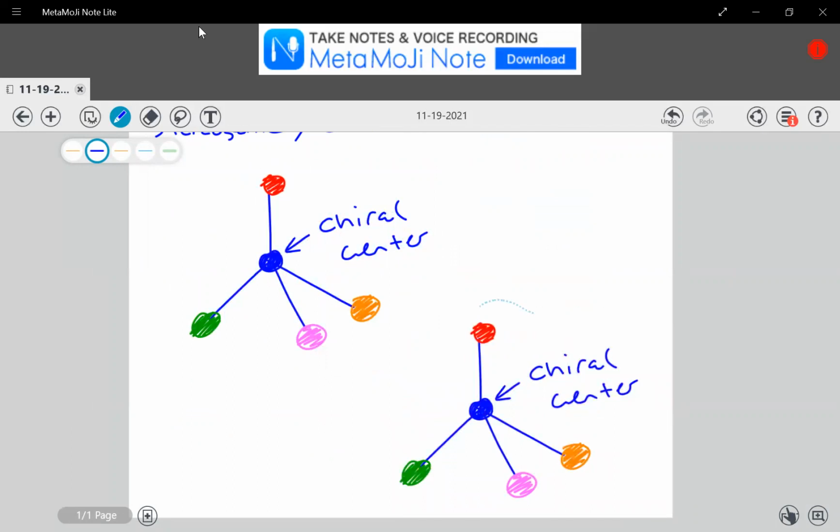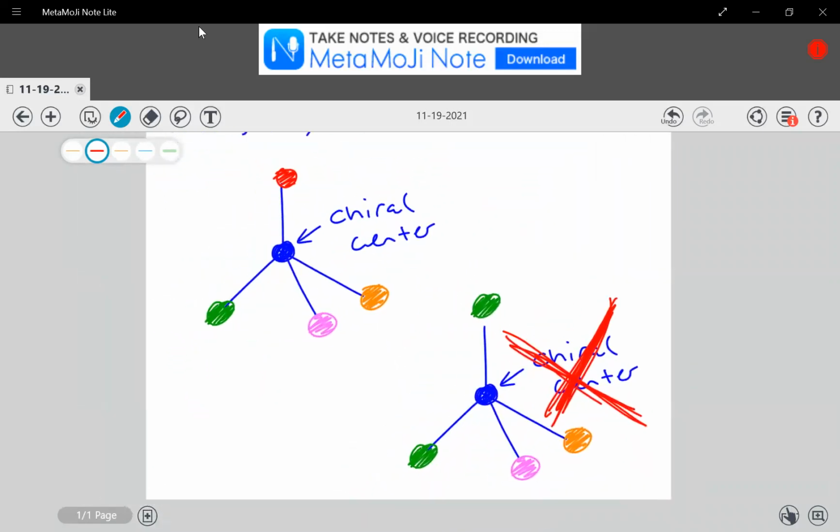Guess what? You replace this red one with another green one. This here is not a chiral center. No, it's an abomination. It's an imposter. Do you know why? Because it's not attached to 4 different substituents. It didn't include the red one. See, it's green here. And if you're not attached to 4 different substituents, you're not a chiral center.